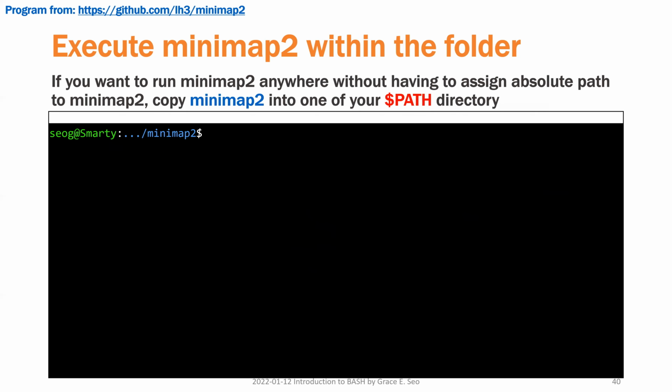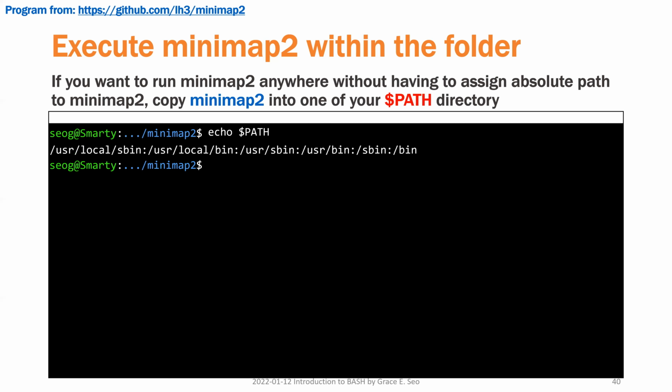Now, if you want to run minimap2 without specifying any path, we need to copy it and put it into one of the default bin or binary folders. To find out which bin folder you can copy and store minimap2 into, you can type echo $PATH. PATH is a default variable already stored in our computer system. Among the list of bins you have here, you can choose one of the bin folders and copy minimap2 into that bin. Since we're accessing the system folder, we need to use the super user account again.